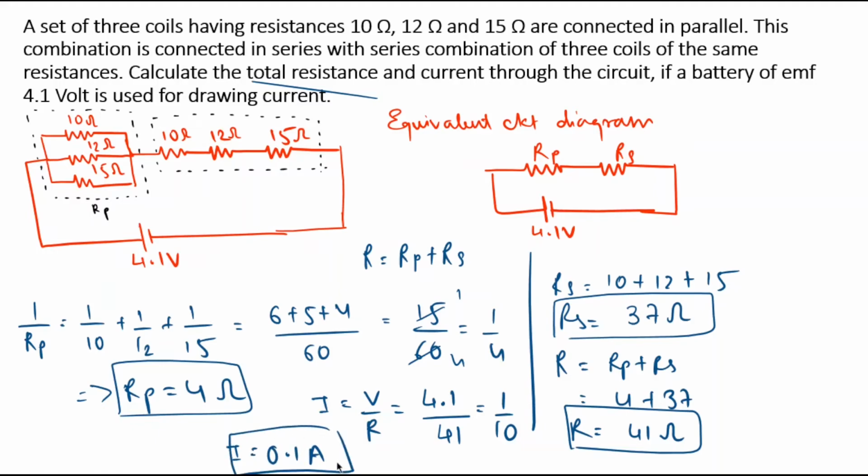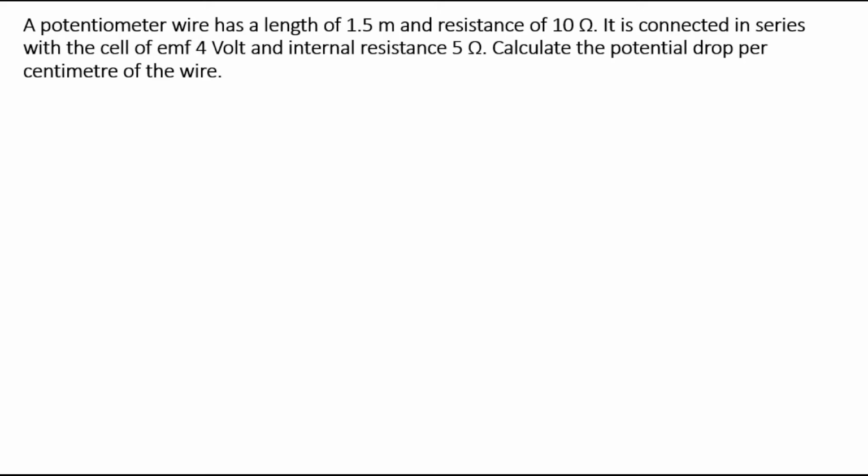Let's look at the next sum. A potentiometer wire has a length of 1.5 meter and resistance of 10 ohms. It is connected in series with a cell of EMF 4 volt and internal resistance of 5 ohms. Calculate the potential drop per unit centimeter of the wire. So we need to calculate the value of potential gradient, that is K.